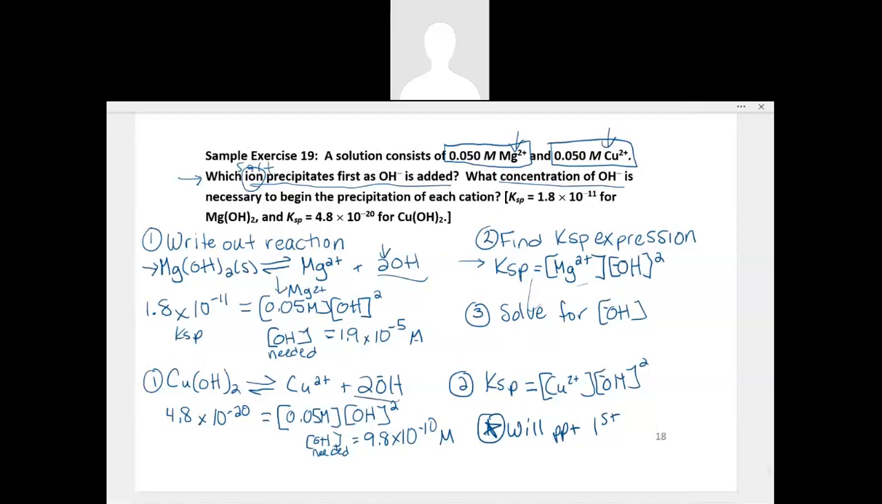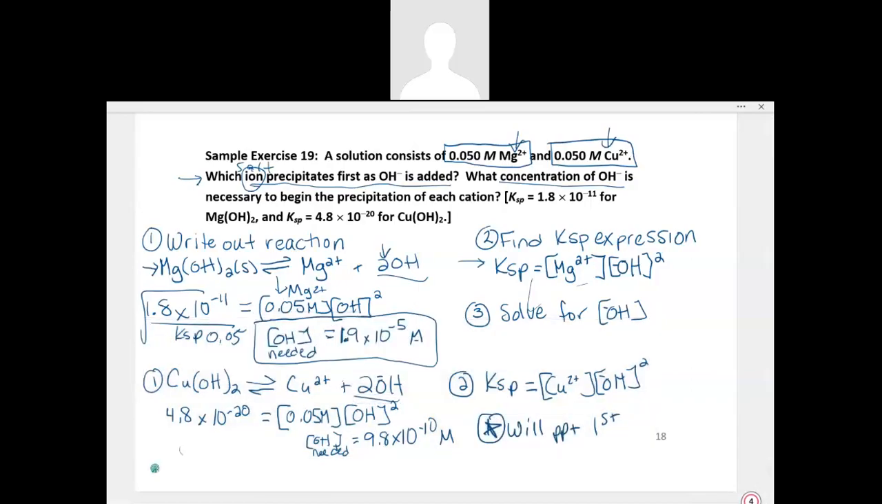If I was to divide by 0.05 on this side and then take the square root, that would give me that I need 1.9 times 10 to the negative 5th molar concentration of hydroxide needed to start the precipitation of our magnesium hydroxide.